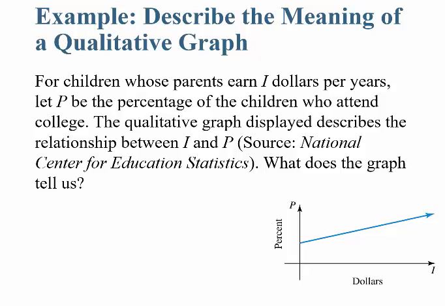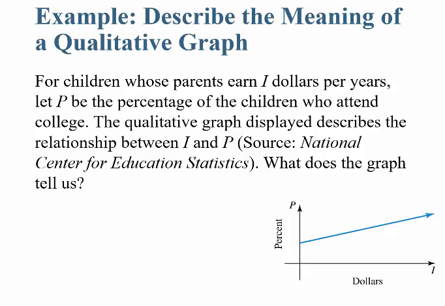All right, so let me give you an example of some type of qualitative graph in a situation. So imagine this. For children whose parents earn I dollars per year, so I is representative of their income, the income that people make per year, all right? So we have that variable I, and let P be the percentage of the children who attend college, okay?